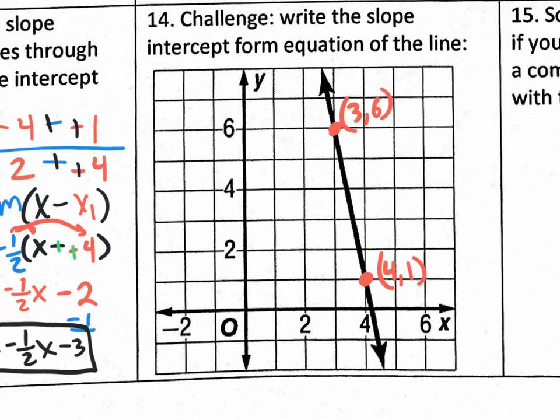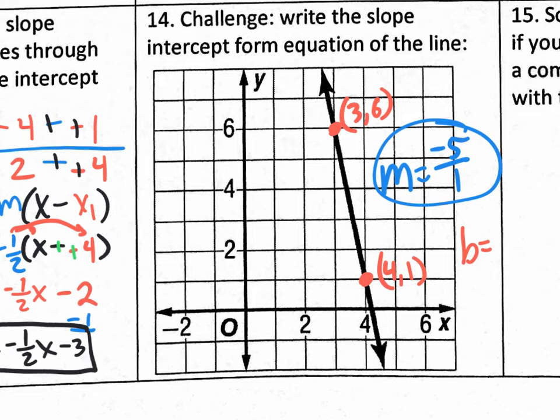So my slope is -5 over 1. That's my slope. Or you could just say -5. Okay? That's my slope. I wish I could see my b value. But the thing is, this line doesn't cross the y-axis till way off the graph, somewhere way up there.